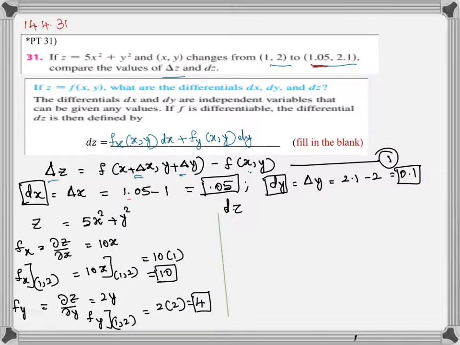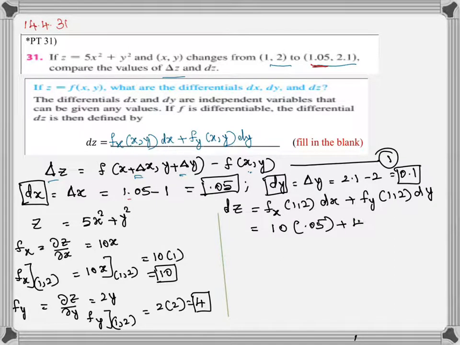Now we have to determine dz, which is f sub x at (1, 2) times dx plus f sub y at (1, 2) times dy. We already have fx and fy evaluated, and we also know dx and dy from above. If you substitute all those values, you get 10 times 0.05 plus 4 times 0.1, which is 0.5 plus 0.4, which is 0.9. So the differential of z is 0.9.